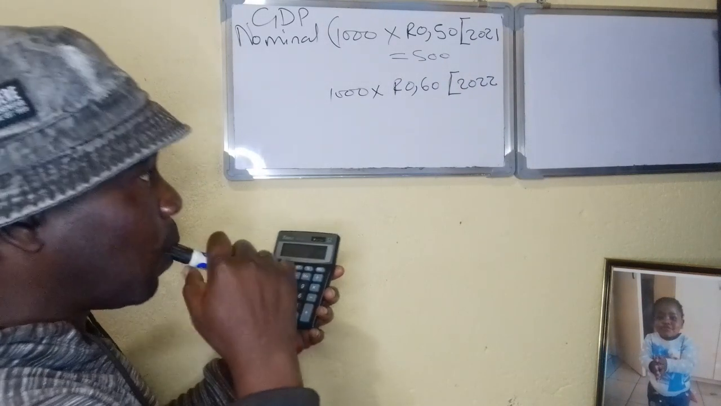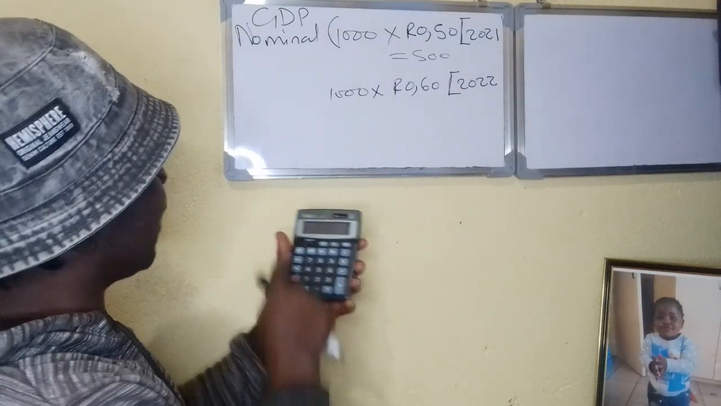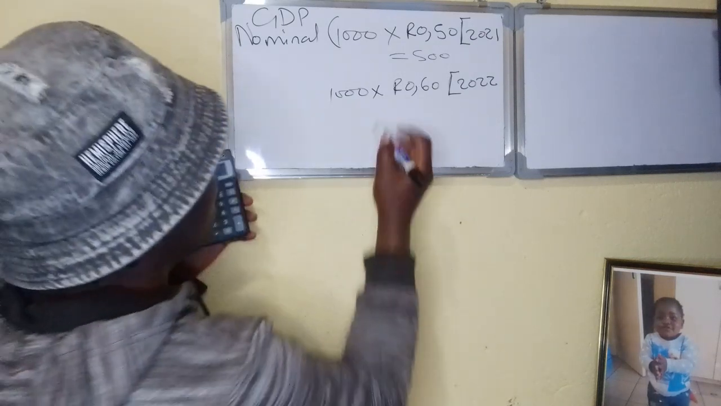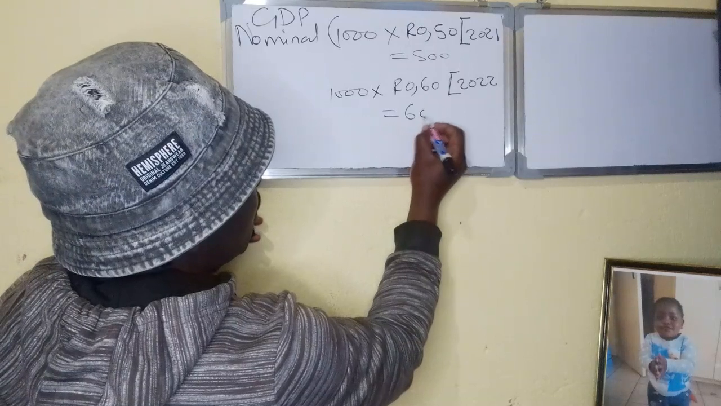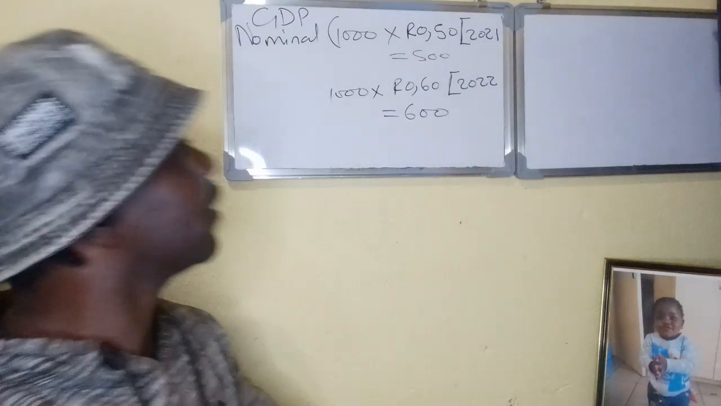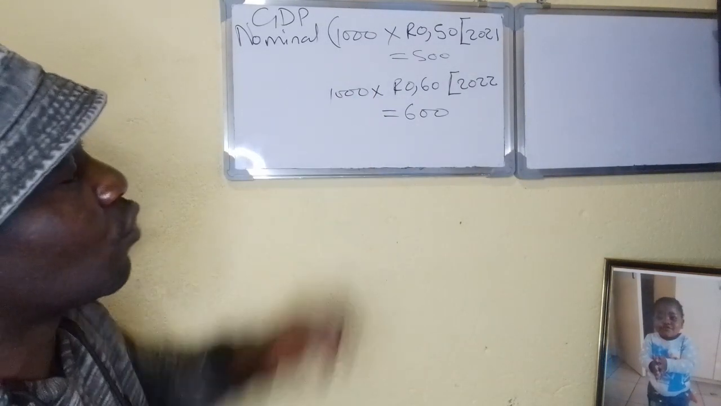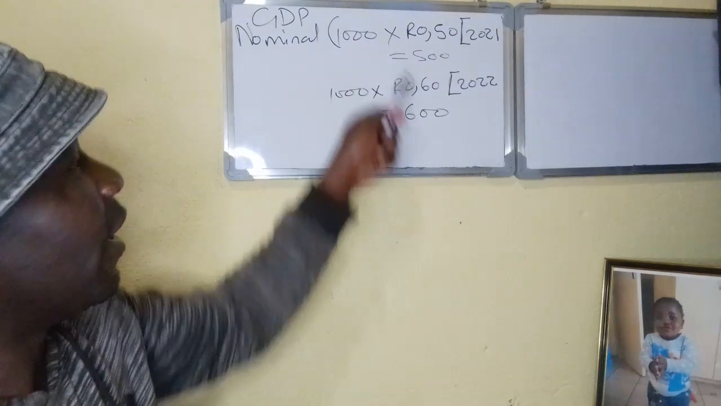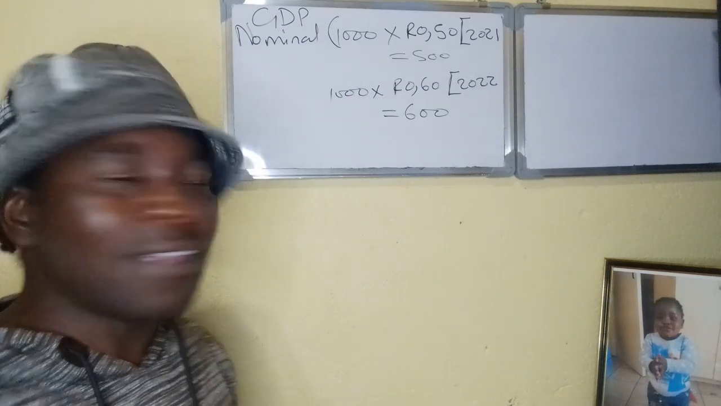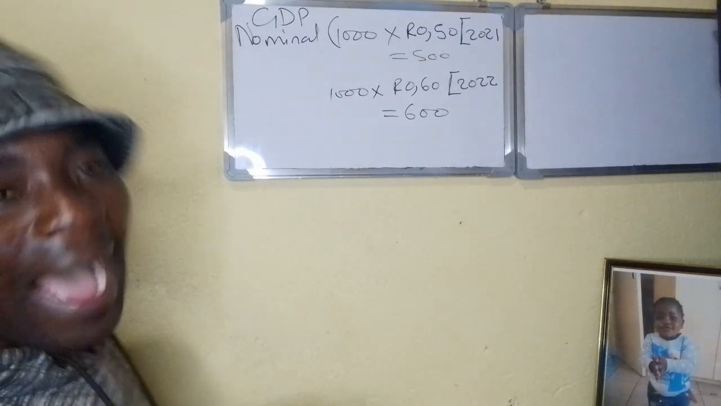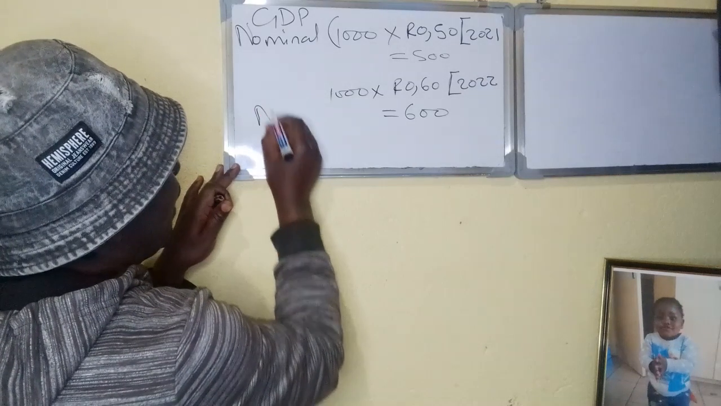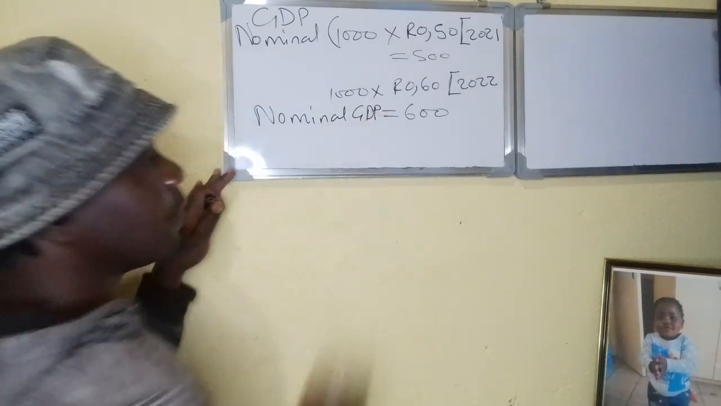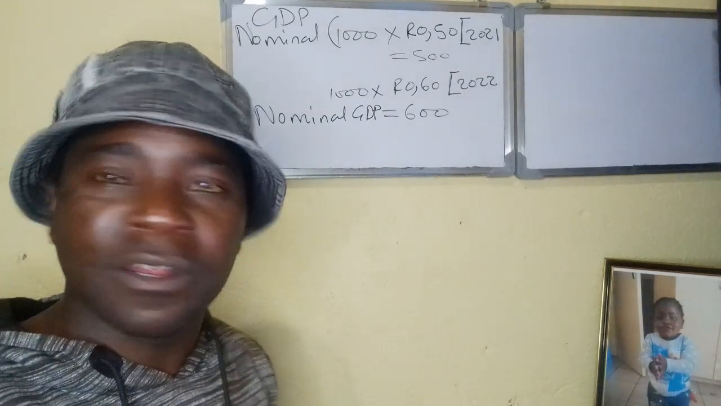Okay? And then this one again, you are going to say 1,000 times 60. You are going to get 600 rand. So the question is, they will give you this for 2021 and give you this for 2022 and say which GDP is bigger between the 2 years. The clear answer is 2022 is bigger, but you are only talking of nominal GDP. Yes, if you are talking nominal GDP, you are right.